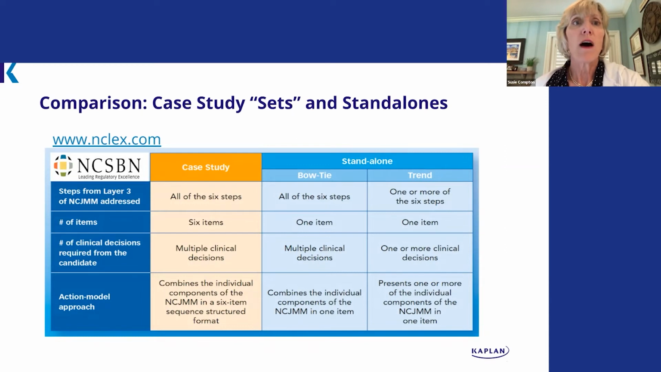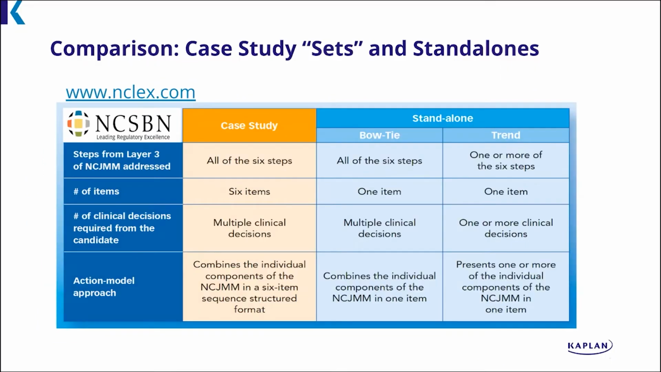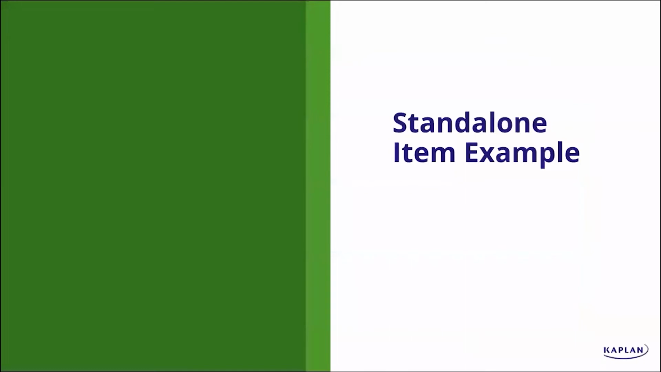Remember that you can find many useful resources about NGN on the NCSBN website at www.nclex.com. In the previous videos, we have taken you through the different NGN question types which can be used in the 6 question sets. In this video, we will focus on the 2 standalone types, the bow tie and the trend item. Let's talk about the first case study standalone, the bow tie.